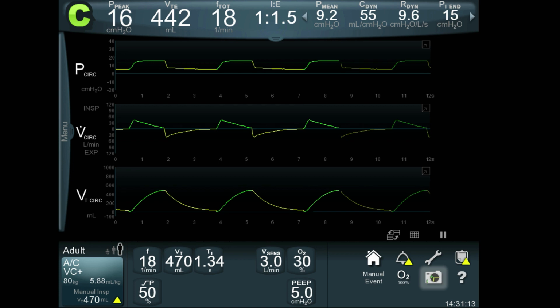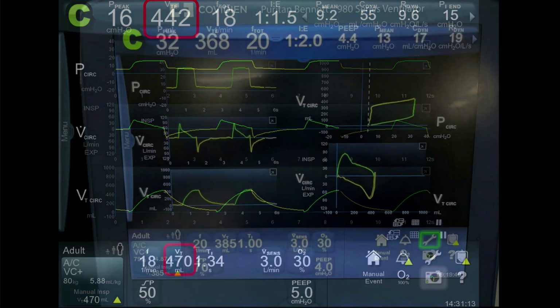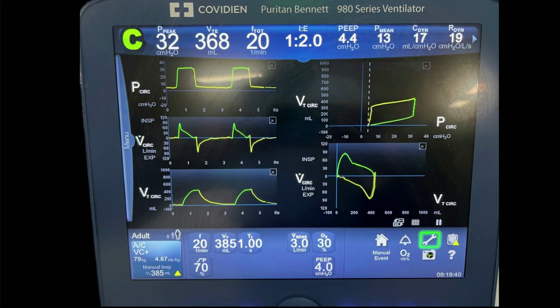Here is a patient who's on ACVC plus in a Puritan Bennett ventilator where the desired tidal volume is 470 mils, but the achieved tidal volume is 442. So if you're really keen on locking in a tidal volume to a very rigid level, perhaps this isn't the mode of ventilation for you. But there is something nice about the biological variability of the tidal volumes that I think works better in nature. And also it is quite a powerful mode, particularly where you have very sick people, and as I mentioned, the bedside practitioner may not be that skilled.